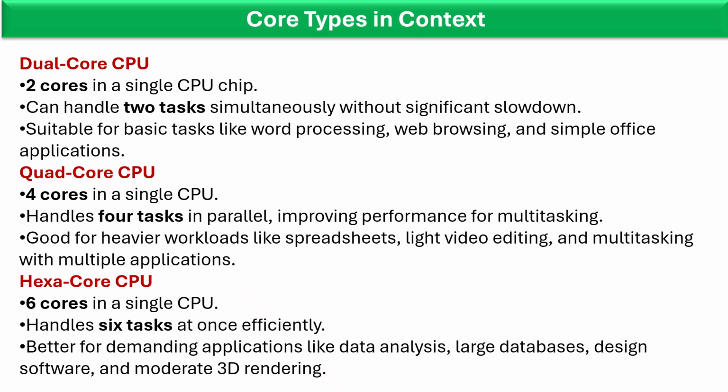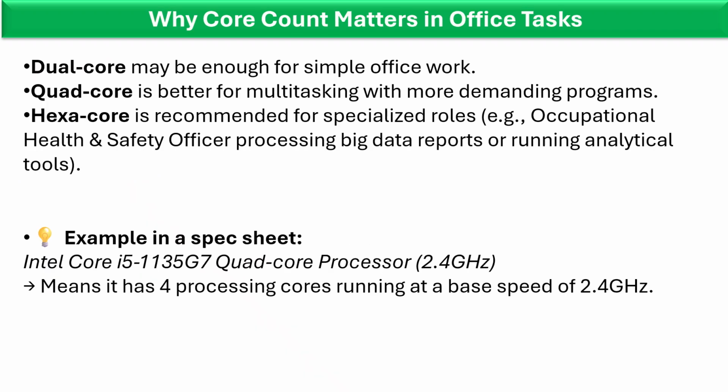Hexa-core CPU, 6 cores in a single CPU, handles 6 tasks at once efficiently, better for demanding applications like data analysis, larger databases, design software, and moderate 3D rendering. Why core count matters in office tasks: with dual core, it might be enough for simple office tasks, since it allows you to perform 2 tasks simultaneously.